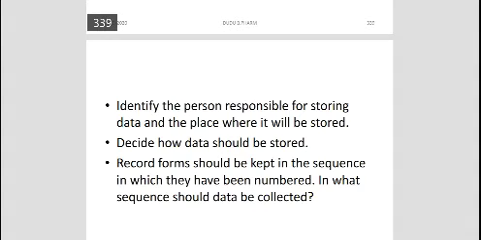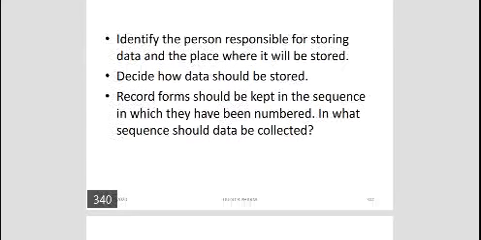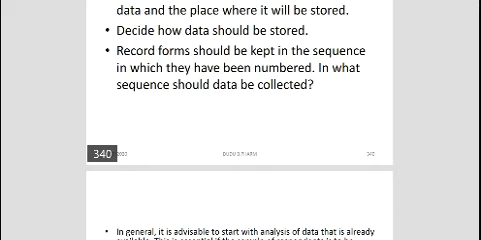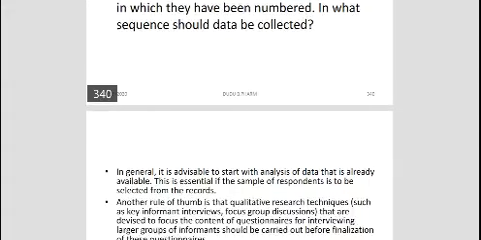Identify the person responsible for storing data and the place where it will be stored. Decide how data should be stored. Record forms should be kept in the sequence in which they have been numbered. In what sequence should data be collected?